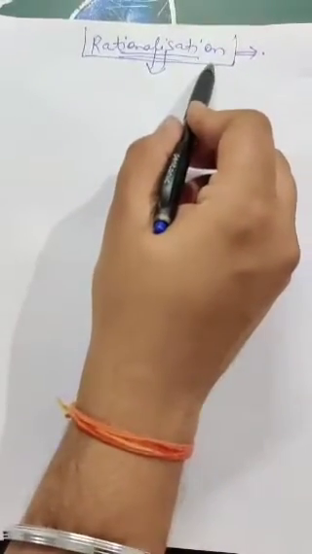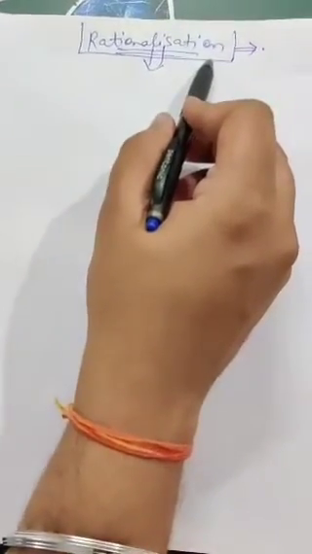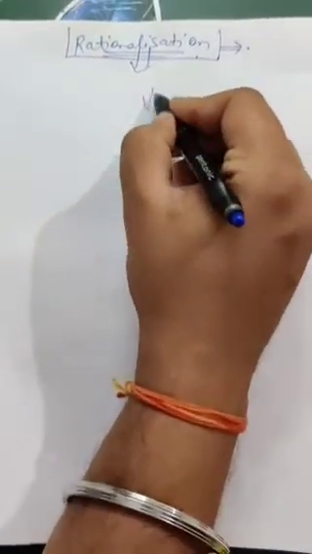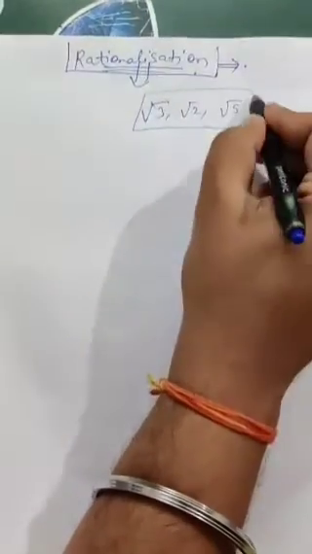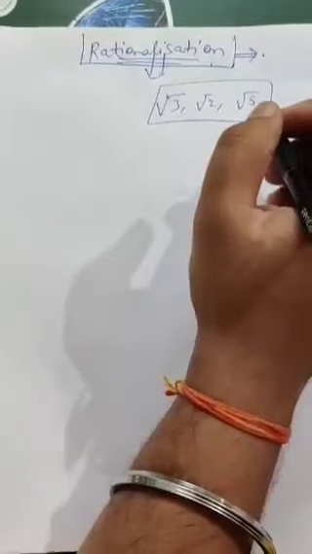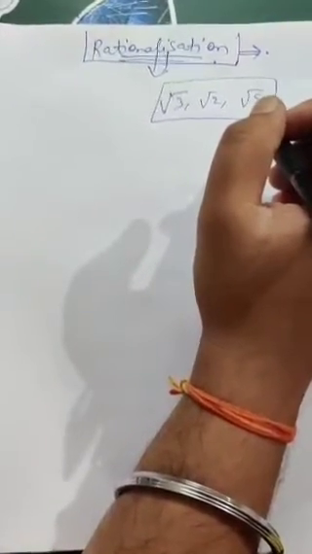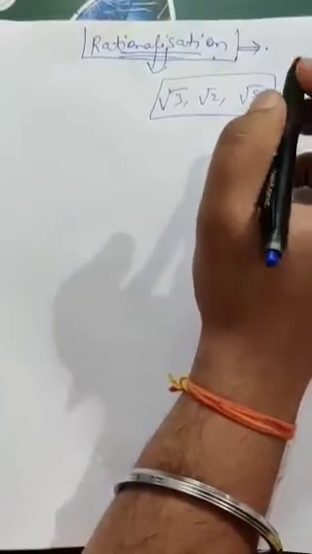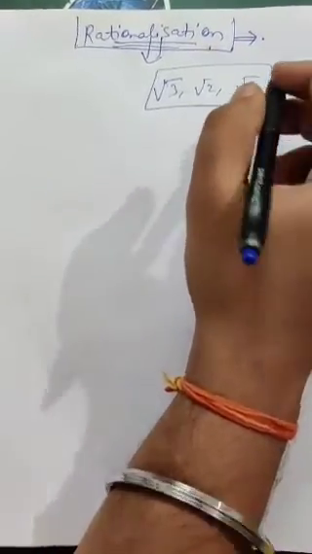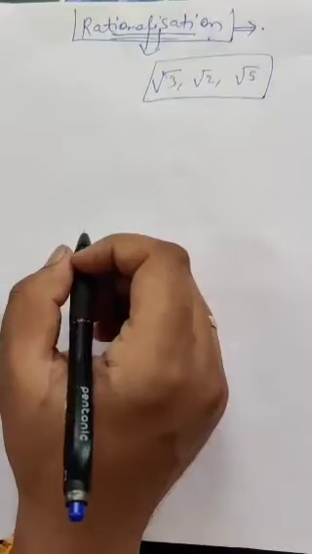Rationalization is basically a term to rationalize a number in order to eradicate an irrational term, for example root 3, root 2, root 5. All the terms that are in the square root are considered as irrational terms. So the main concept is to eradicate the irrational or the radical term from the denominator. That is the main concept to rationalize a given number.